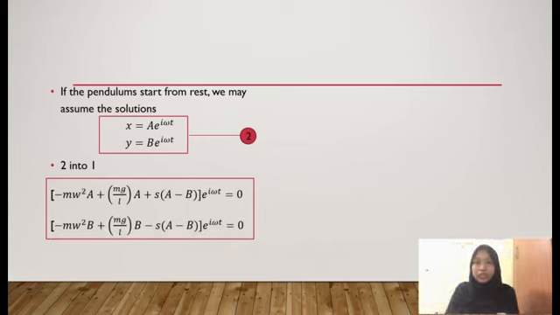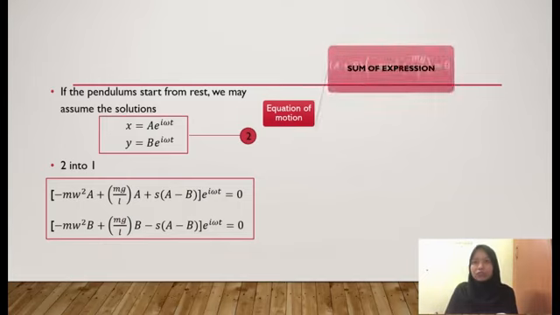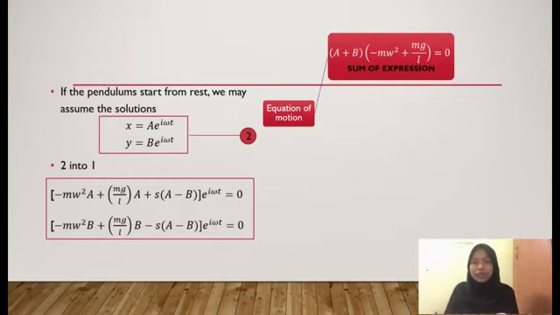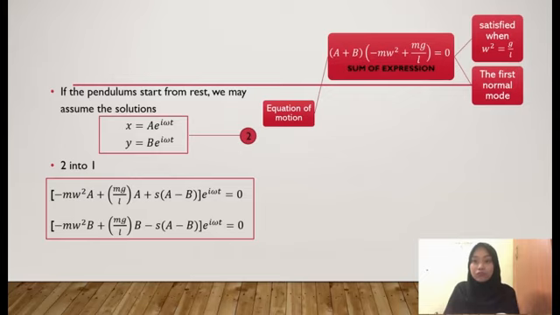Now, at this point, we can find out the normal mode of the system. When we sum up the new equations of motion, the expression will give (a plus b) times (negative m omega squared plus mg over l) equals 0, which is satisfied when omega squared equals g over l as the first normal mode.